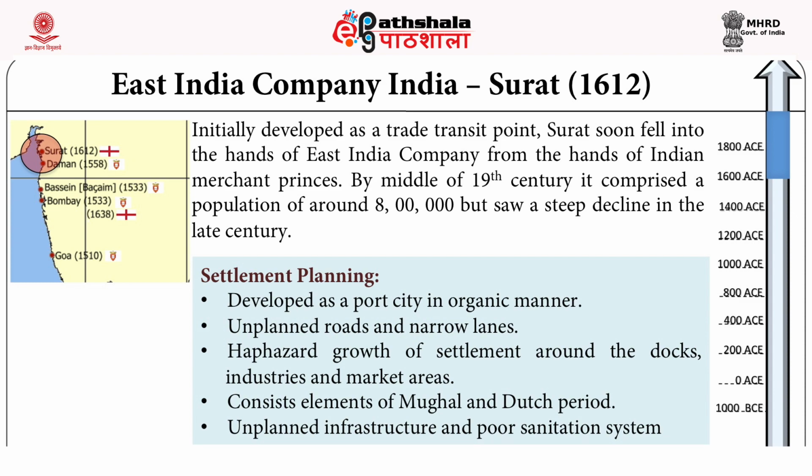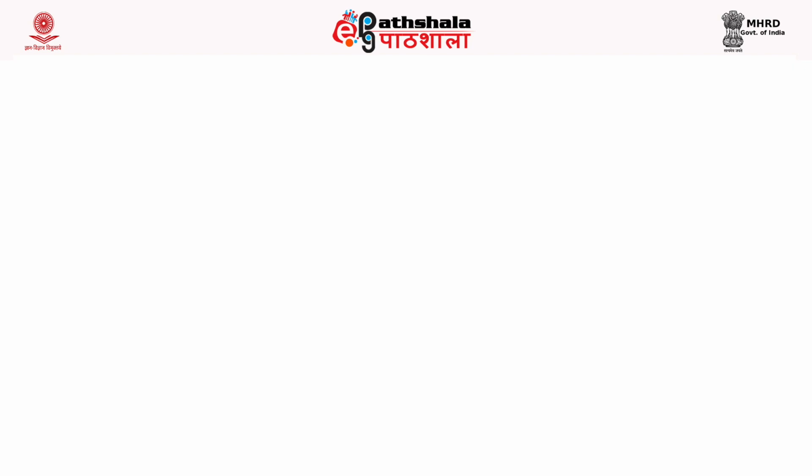It had unplanned roads, narrow lanes, and all the roads led to the port, as you can see in this figure. There was haphazard growth of settlement around the docks, industries and market areas, and it consisted of elements of the Mughal and the Dutch period, but it had an unplanned infrastructure and poor sanitation system. And over a period of time, as we all know, Surat became known, of course, for a different reason, that was the plague.